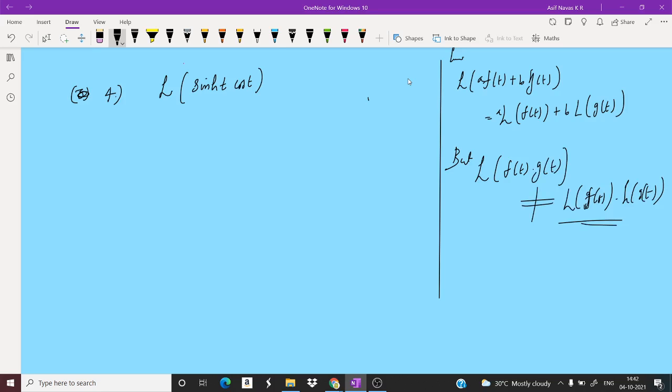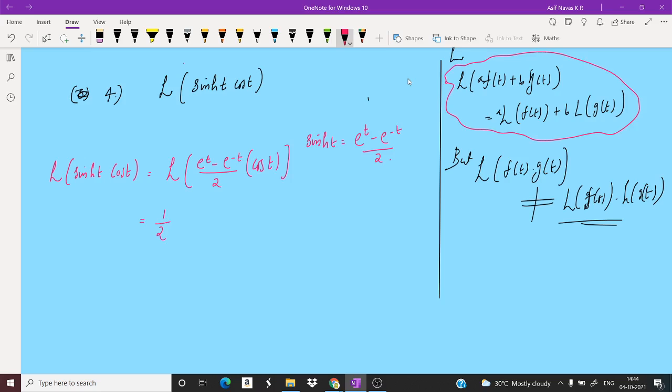We already know L of sinh t and L of cos t, but the transform does not follow the multiplicative property. L of f(t) g(t) is not equal to L of f(t) times L of g(t). But we know that sinh t is equal to (e^t minus e^(-t)) divided by 2. So now I can write L of sinh t cos t as L of (e^t minus e^(-t)) divided by 2 into cos t. Now I can take the constant 1 by 2 outside by using the linearity property.